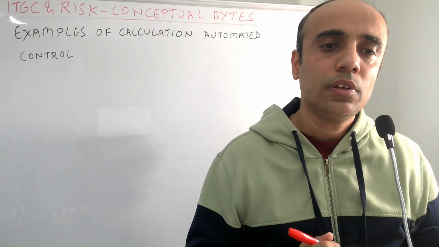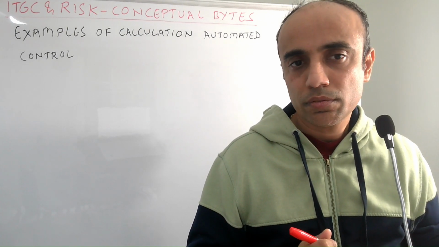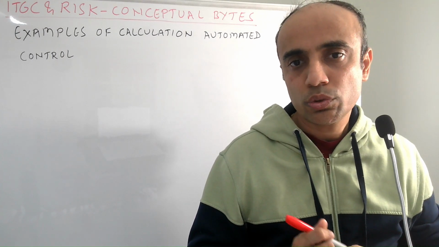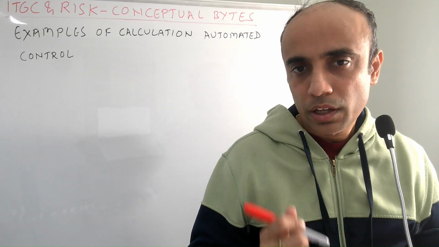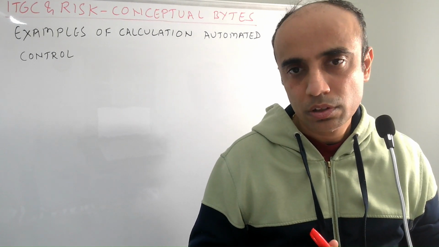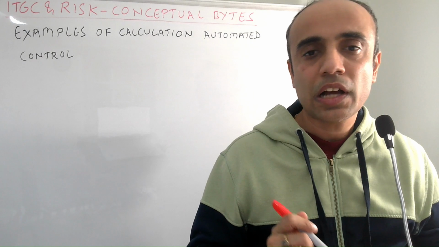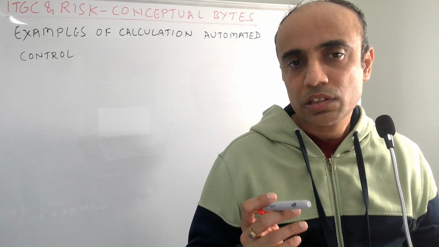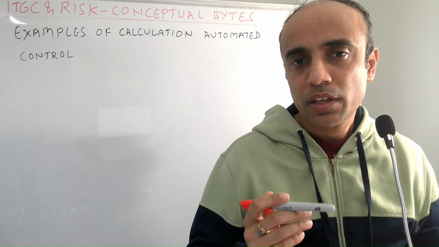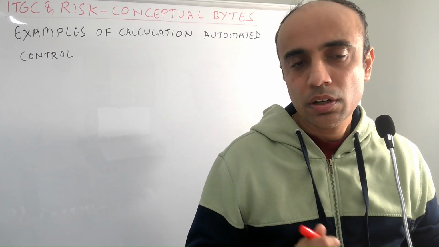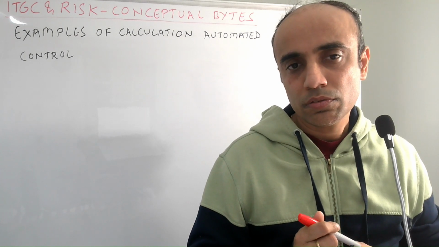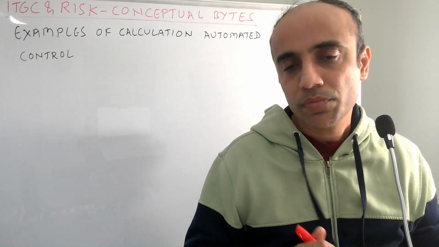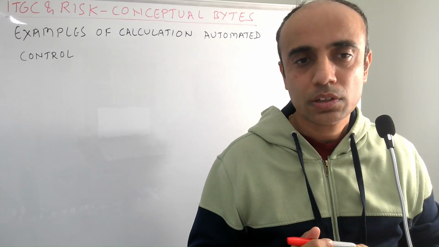Next example, a utility application using electricity usage and applicable tariffs to calculate the electricity bill. Another simple real world example wherein the electricity bill calculation is done using number of details like electricity usage, applicable tariffs, and so on by the utility application, and this computation is being done in an automated way, is an example of a calculation automated control.